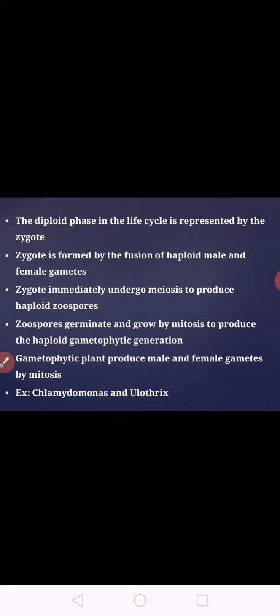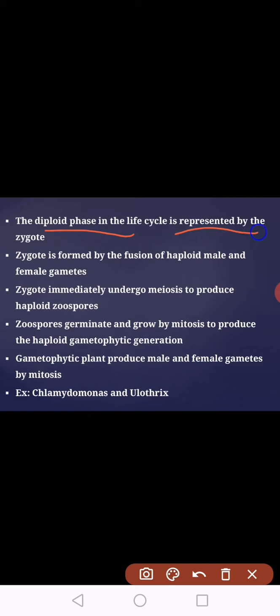So during life cycle, this haploid gametophyte produces the gametes, male and female gametes. So from the gametophytes, gametes are produced, and these gametes are haploid. Both of the male and female gametes are haploid in nature. Now on fusion, these male and female gametes fuse to form a diploid zygote. So zygote is formed on the fusion of male and female gametes, and this zygote is diploid in nature. And the diploid phase in the life cycle is represented by the zygote only.